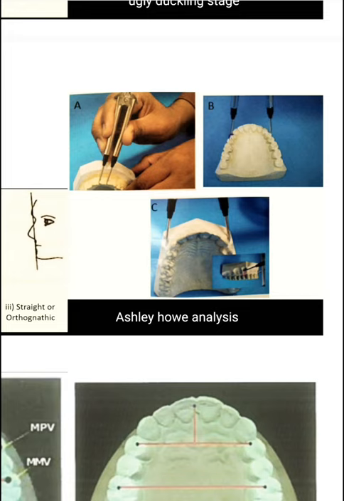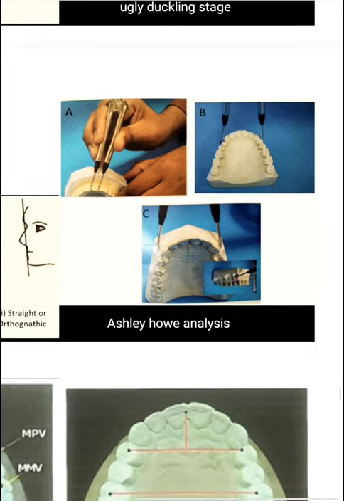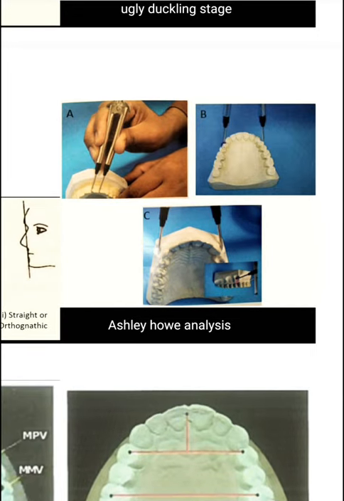So this is Ashley-Howe analysis. It considers crowding to be due to deficiency in the arch width. It determines the need for extraction or expansion. This is done in the maxillary arch. This is measured using a divider. Here we measure total tooth material and we determine premolar diameter and the premolar basal arch width.